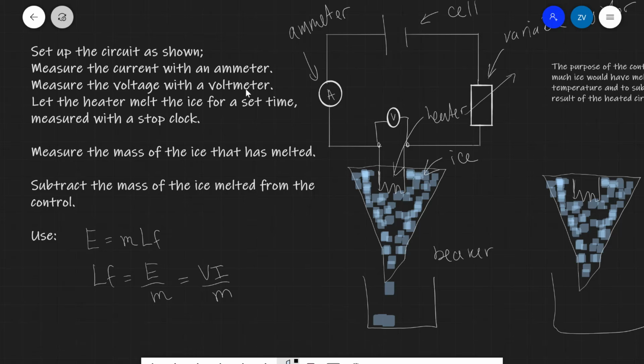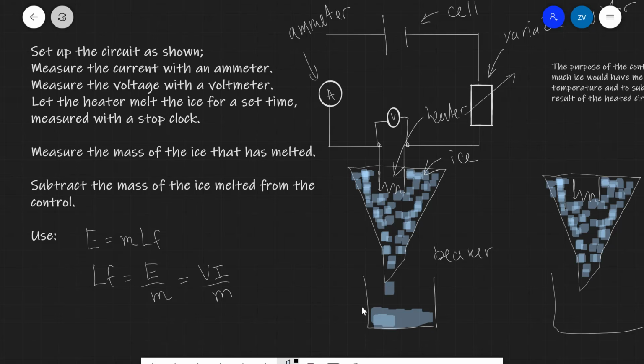Now, how are we actually going to do the experiment? First off, we're going to set up the circuit as shown, and we're going to measure the current with an ammeter and the voltage with a voltmeter. We're going to let the heater melt the ice for a set time, which will be measured with a stopclock. Then we're going to measure the mass of the ice that has melted. We have a problem though. Some of the mass that's been melted and is collected in the beaker will be from the effect of the heater.